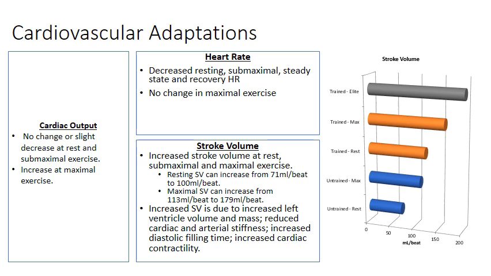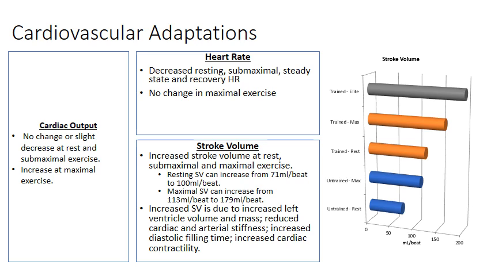So at max intensity exercises, you will be pumping more blood around the body per minute, therefore providing more oxygen to the working muscles. With your heart rate, at rest and sub-max intensity exercise, your heart rate is going to decrease. So you'll have a lower resting heart rate and a lower heart rate during sub-maximal exercise compared to pre-training levels.